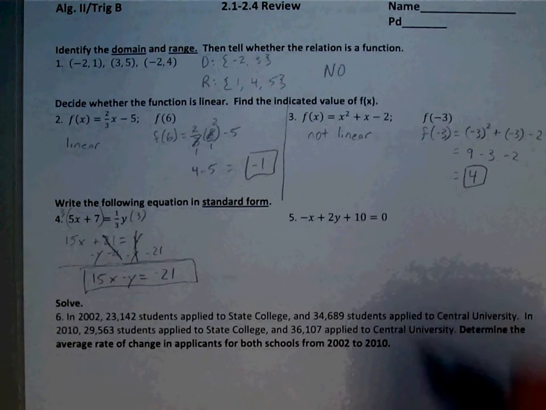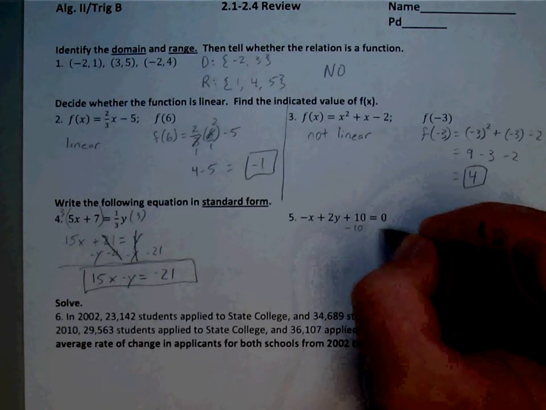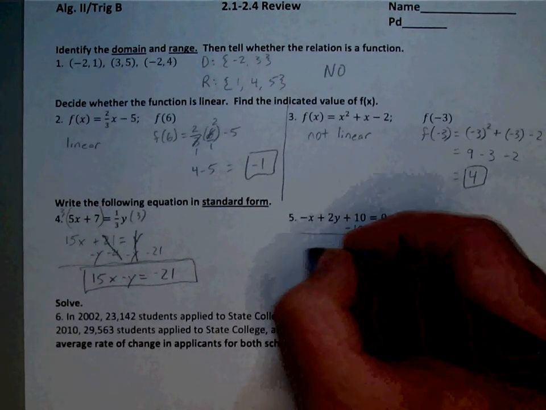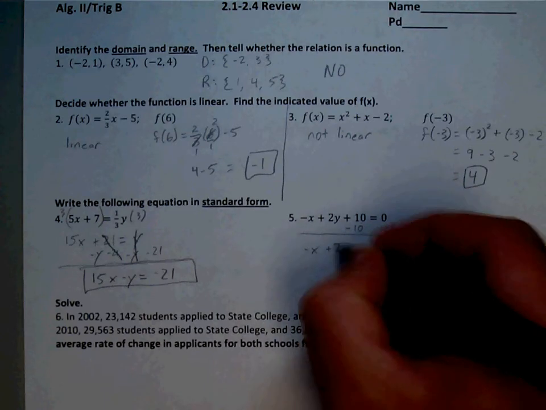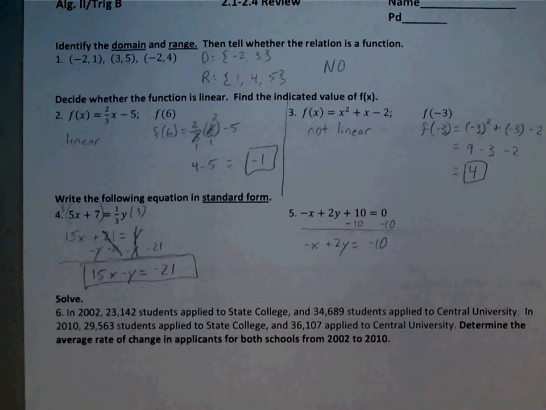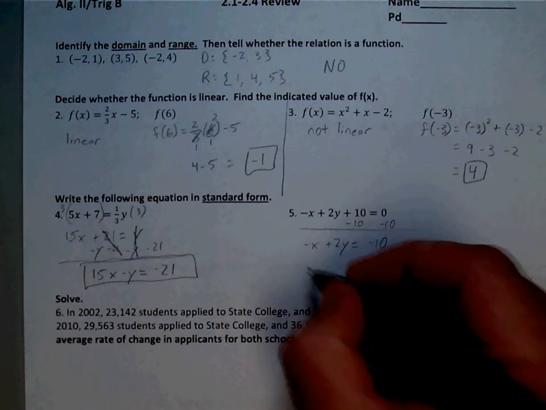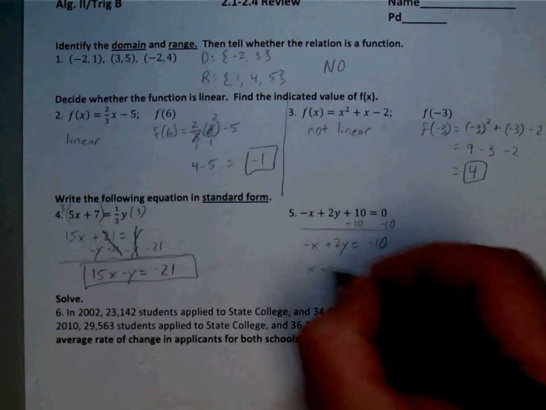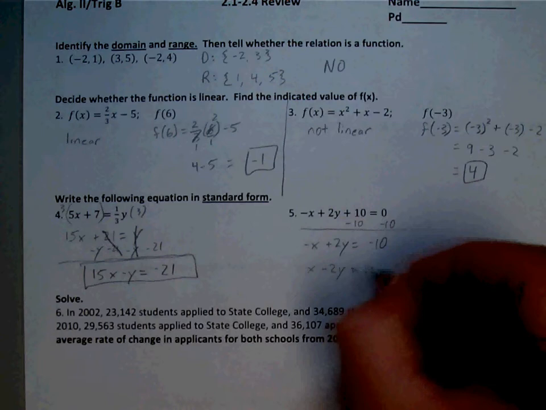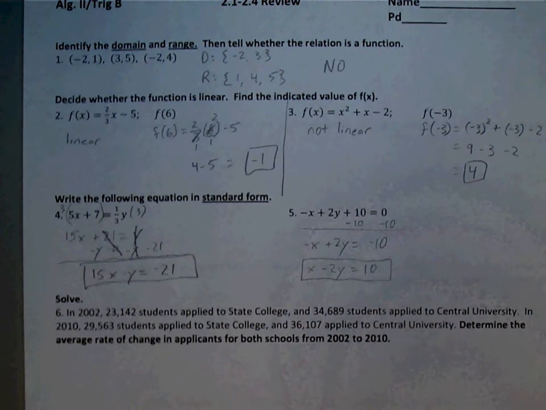Number 5, that 10's got to go to the other side. And then my x term needs to be positive, so I'm going to divide or multiply either way everything by a -1 to switch my sign, so I get x minus 2y equals positive 10. Now the x is positive, so there we go.